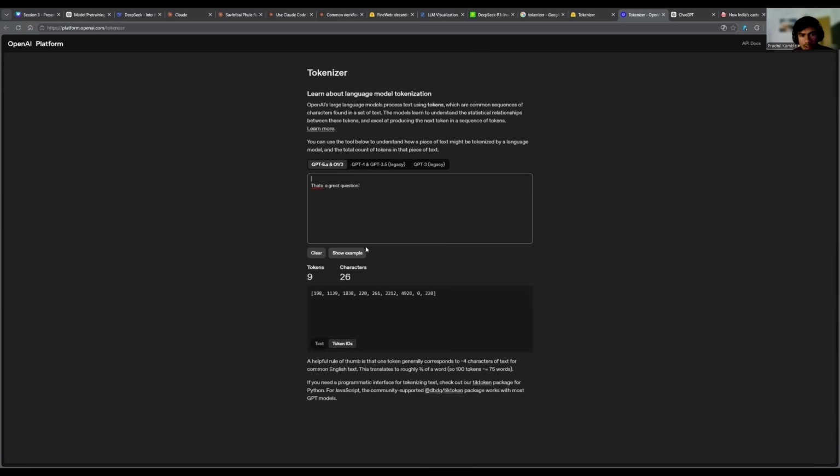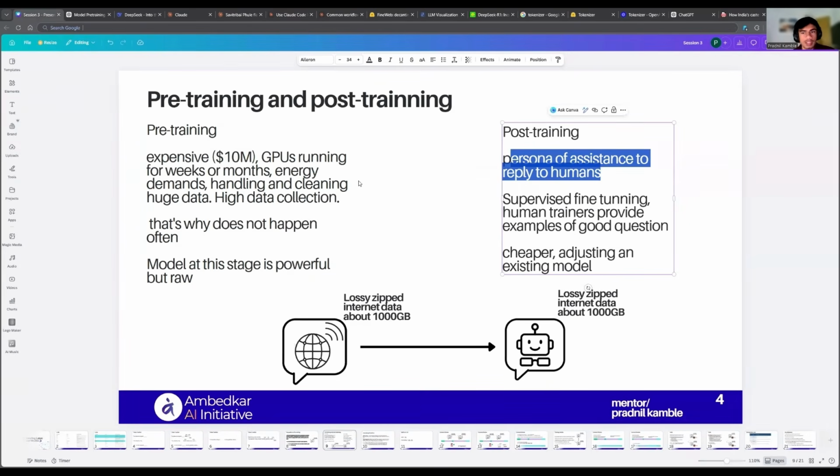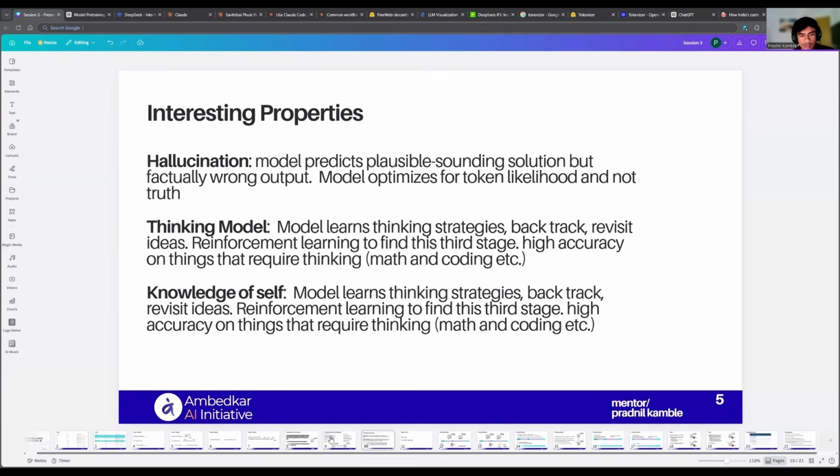I want to erase this so that you know. So it reacts with these standard tokens. And then it tries to answer your question in a way that it was fine-tuned after it was trained. Okay, sorry for that.